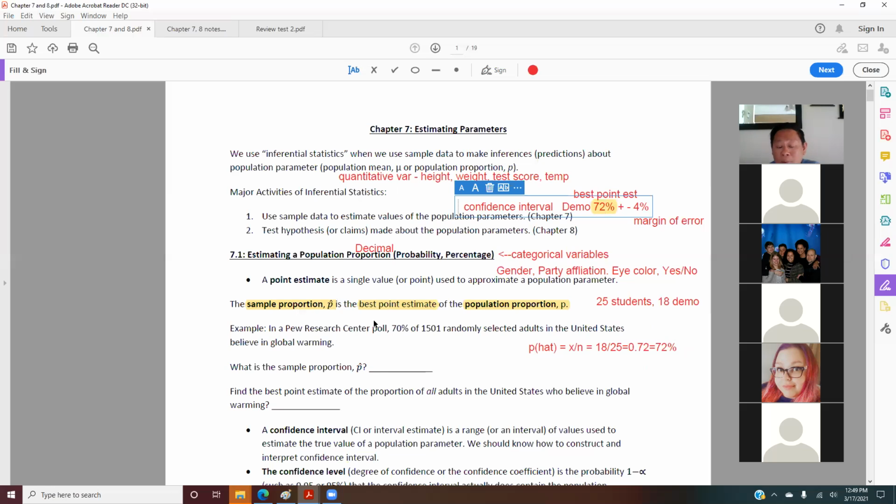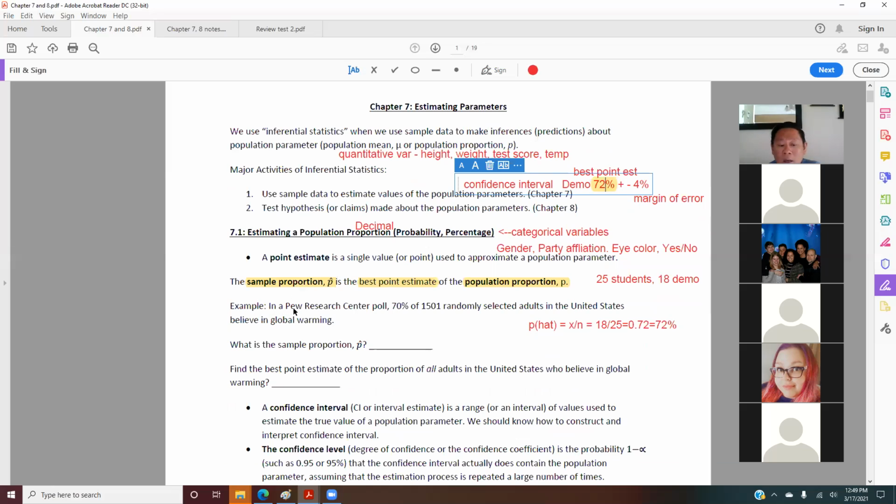And how do you find the sample proportion? You take the number of people, or we call it x, which is the number of successes, over the sample size. For example, the research center says 70% of 1501 people believe in global warming. So what is the sample proportion in this case? Your sample proportion will be 0.7 or 70%, either one is fine.